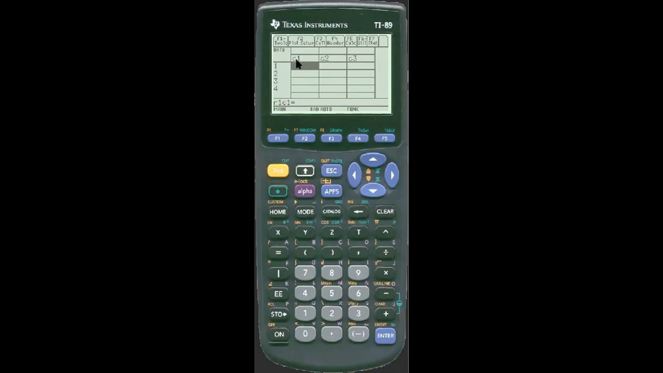So C1, let's enter X coordinate, assuming column 1. This is column 2. Why I asked you not to change this, because we're going to use this later on. If you change this, you have to remember what you changed to. So it's easy to not change them. Okay, I'm going to enter X coordinates here, 1, 2, up to 6.